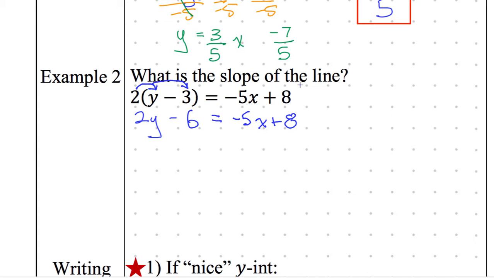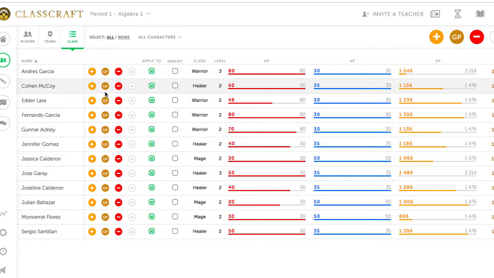All right, so what's next? What is my next step? I need to get into y equals form. Cohen. Add 6 to both sides. And notice I'm writing add 6 underneath the other constant term, the other number term. So when I add 6, those go away, and I'm left with 2y. And I have negative 5x plus 14. Good job, Cohen. I'll give you your XP.